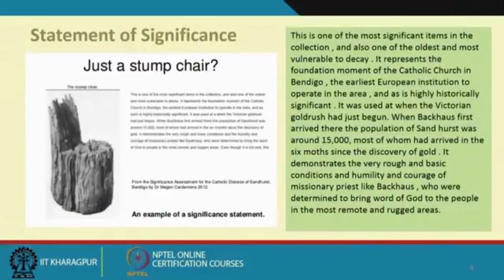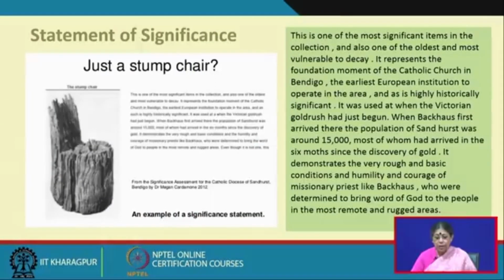So, a lot of immigrants were there, a lot of convicts who were brought down there, and then there was a gold rush for which a lot of changes happened. When Backhouse first arrived there, the population of Sandhurst, which is a place, was around 15,000, most of whom had arrived in the 6 months since the discovery of gold. It demonstrates the very rough and basic conditions and the humility and courage of missionary priests like Backhouse, who were determined to bring the word of God to the people in the most remote and rugged areas.